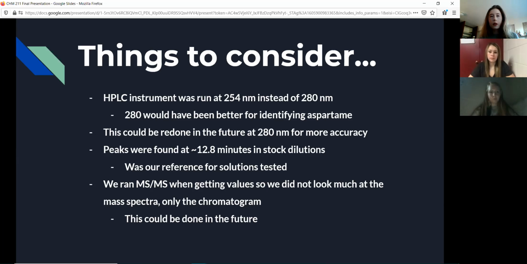We could have looked at the mass spectra too, but we ran MS/MS when getting our values, and it should have been MS only if we were going to look at those peaks. So all we looked at was the chromatogram. In the future, if someone redoes this lab, it should be done using 280 nanometers with the HPLC and the MS instead of the MS/MS.